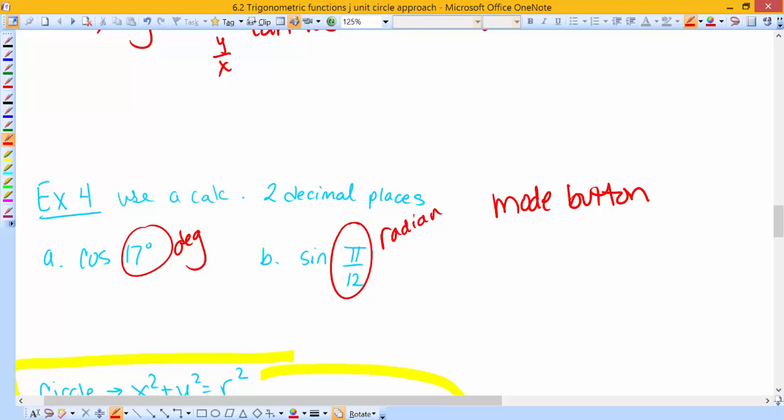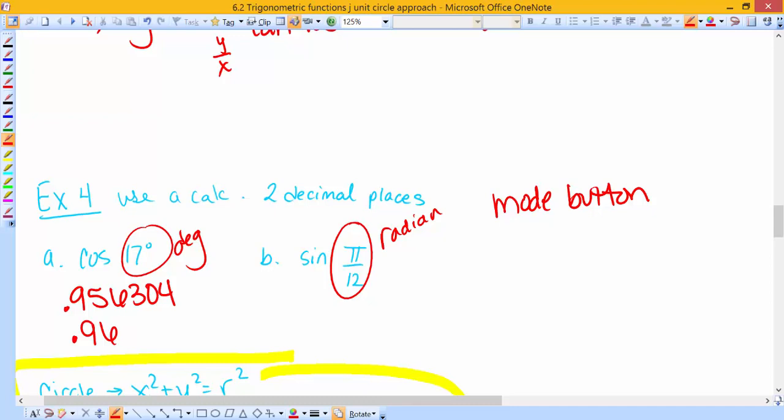So I'm in degrees, so I'm going to use the cosine button, and I'm going to put 17. I told it it's in degrees. So I should get, or you should get, 0.96. It said to round to 2 decimal places. So I get 0.9563. Let me write the whole thing out for you. 0.956304, which is 0.96 when you round.